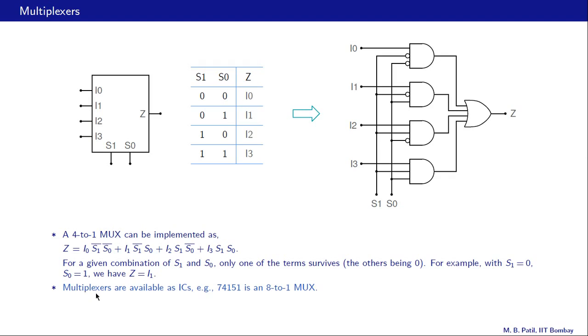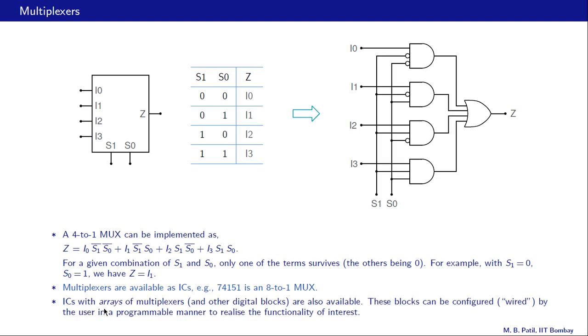Multiplexers are available as ICs. For example, the 74151 chip is an 8 to 1 multiplexer. That means it will have 8 input lines and therefore 3 select lines, because 2 raised to 3 is 8.